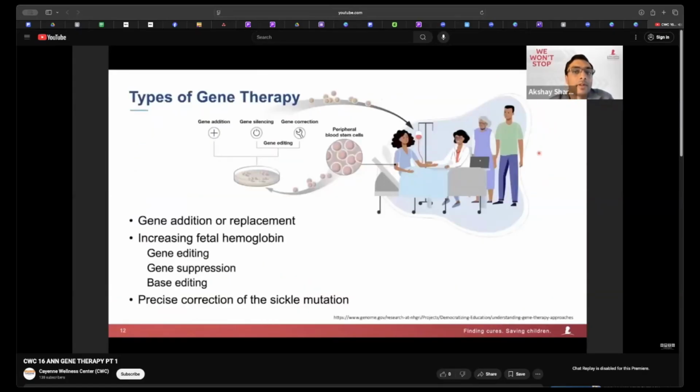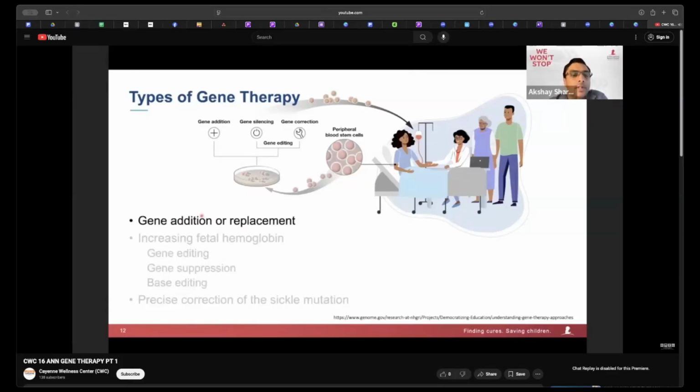Now, there are many different kinds of gene therapies. We can do gene addition, gene replacement, we can increase fetal hemoglobin by a number of different methods. And last but not the least, we can fix the sickle cell mutation. Now, that last part over there, fixing the sickle cell mutation, it's much harder to do than it is to say. And so as of today, there are very few efforts or clinical trials which are actually fixing the sickle mutation. There's actually one clinical trial going on in California, but the first two approaches of gene addition and increasing fetal hemoglobin, these are the ones which are FDA approved.